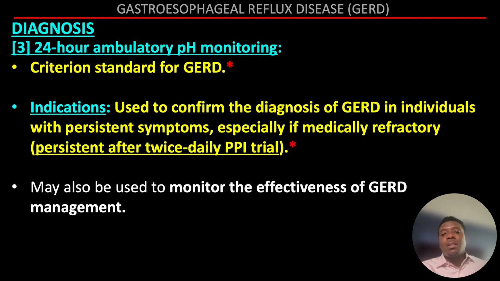We often do this test if, let's say, someone comes with classic GERD, you try to treat them for classic GERD and they still have persistent symptoms, and you're like, is this GERD or could it be something else? And you want to really make sure that it truly is GERD. That's when you will do a 24-hour pH monitoring for GERD. Or it could also be used to determine the effectiveness of your management for GERD.